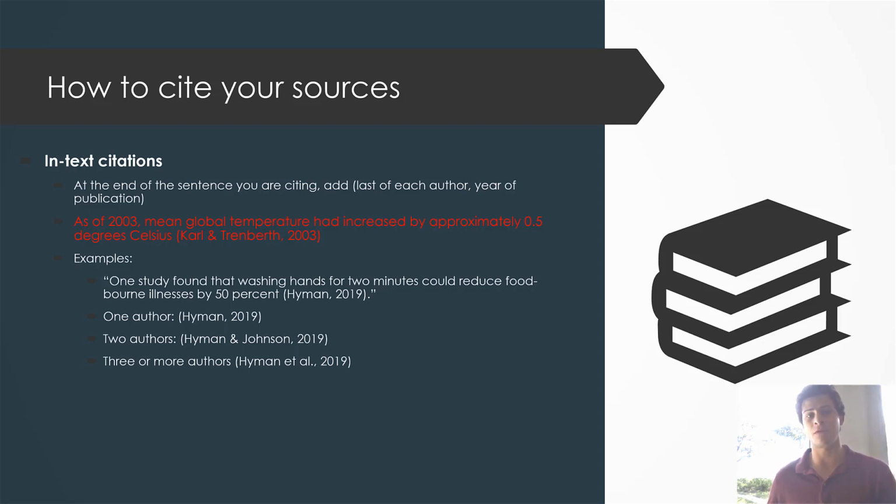So you're always going to have the year of publication, and then how many authors. Depending on how many authors you have, it can be a little finicky, but you can always refer back to this lecture and the slides if you're ever confused. Or OWL Purdue, which is a resource that we actually give you in the directions, is a fantastic resource if you're ever confused.